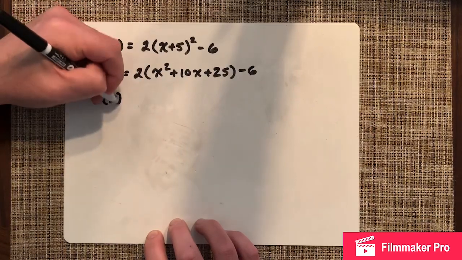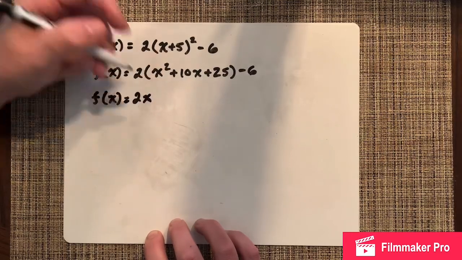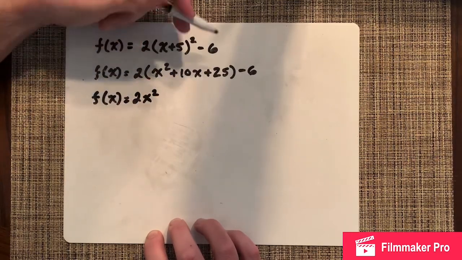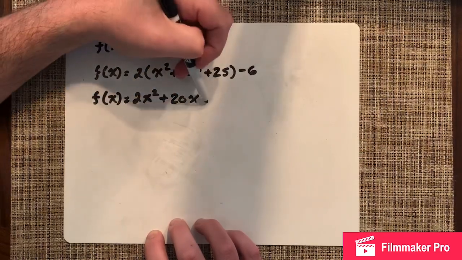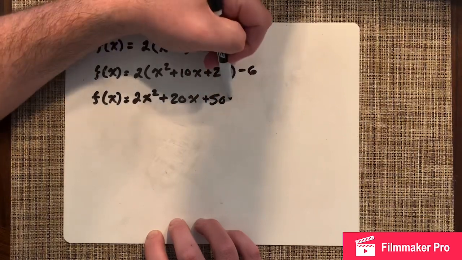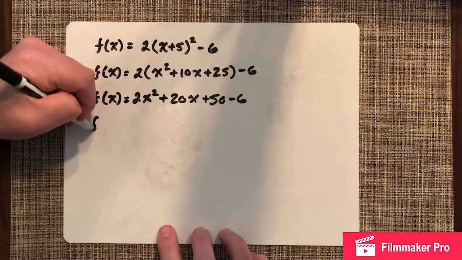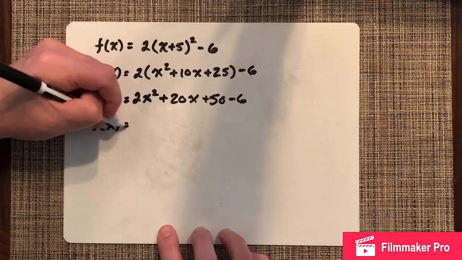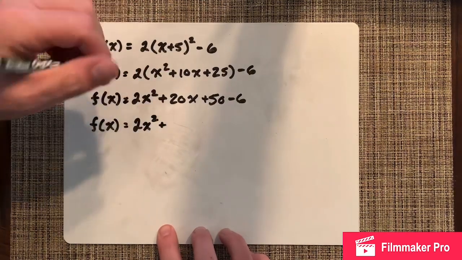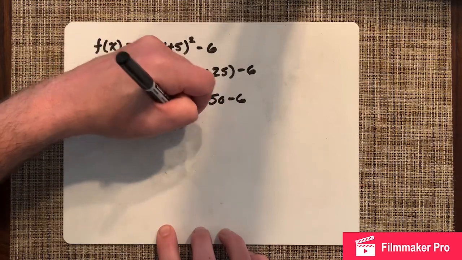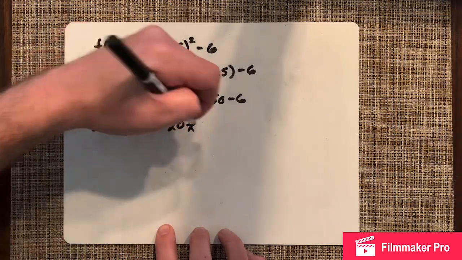F of x is equal to 2x squared plus 20x, and then plus 50, and then minus 6 also. The only thing I can do here is, again, clean up this constant. And so I've got f of x is equal to 2x squared plus 20x. And again, I'm left-handed, so I've got to manipulate everything here. And then 50 take away 6 would be plus 44. All right.